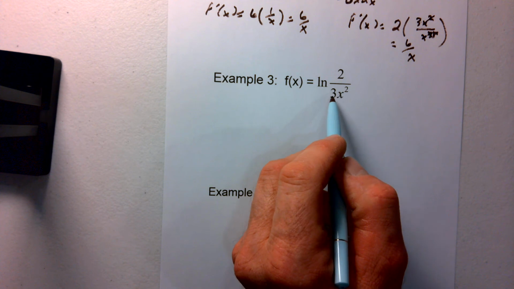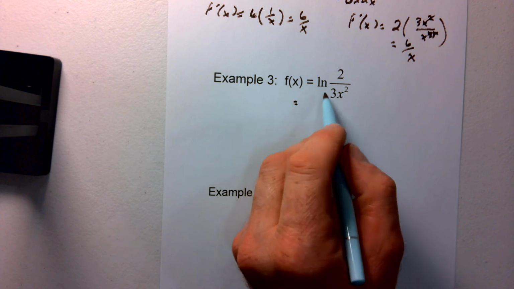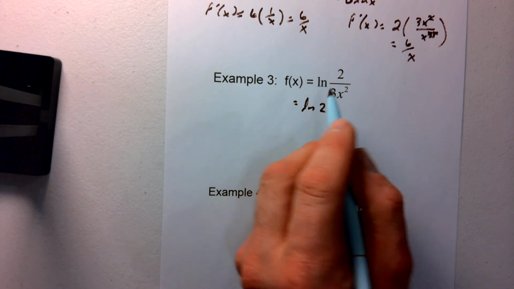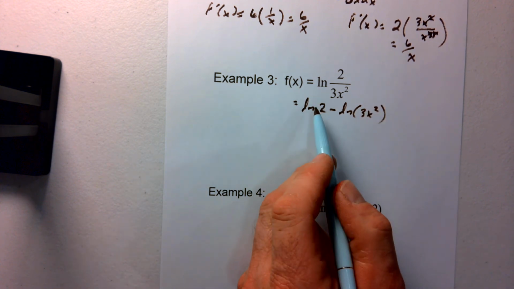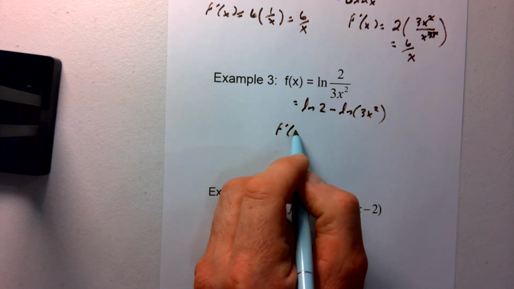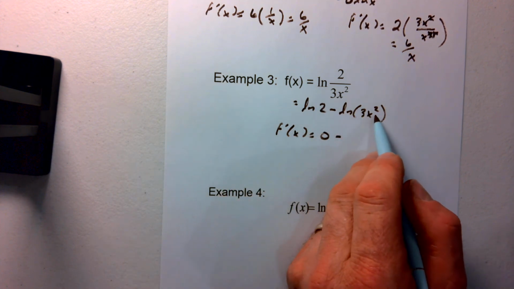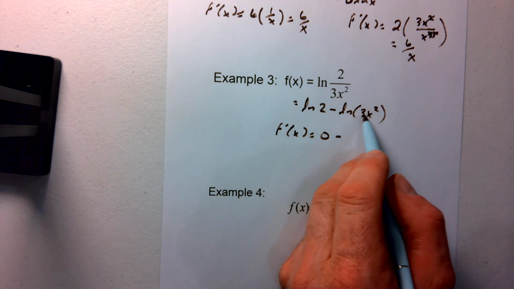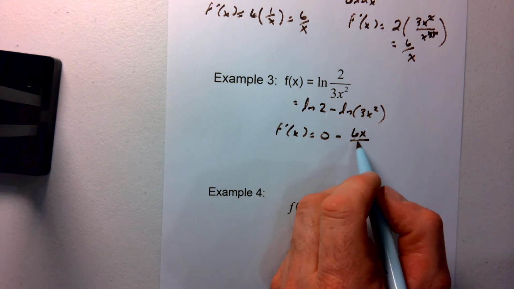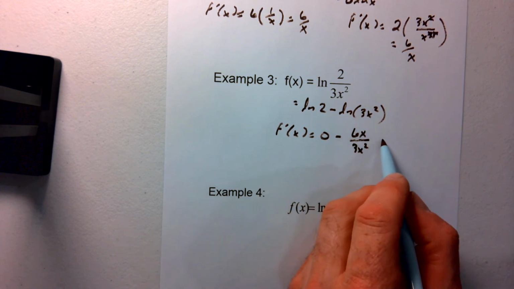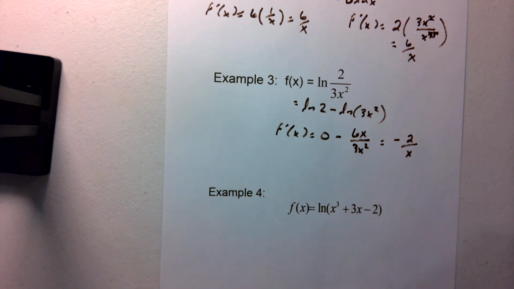Natural log of 2 over 3x squared. This one, we're definitely going to break up. I see this as the natural log of 2 minus the natural log of 3x squared. Natural log of 2, I know the derivative. That's a constant again. That's going to be 0 minus natural log of 3x squared. I could break this up, but since I know the derivative of 3x squared pretty quickly, I was going to go ahead and leave it as 6x over that function, 3x squared. But that's going to reduce to negative 2 over x, isn't it?